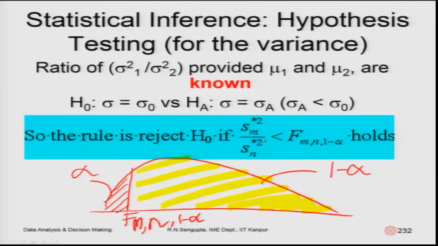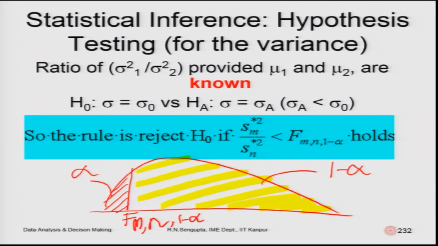Now, as it is less than type, because sigma A is less than sigma naught, hence it would be less than the particular critical value of F, where F would have degrees of freedom m comma n, and it would be 1 minus alpha, corresponding to the fact that this is the area to be covered on the right hand side.